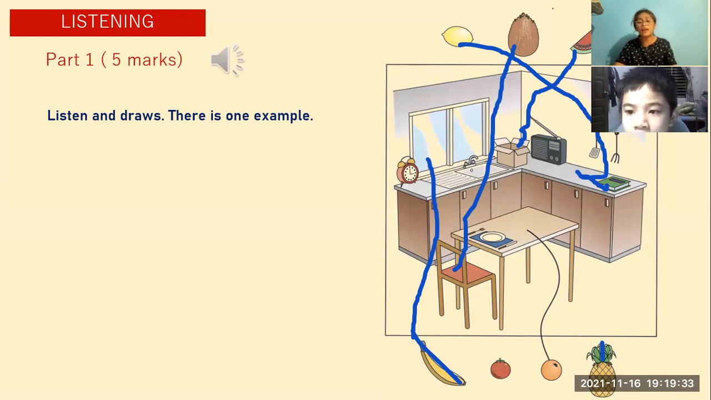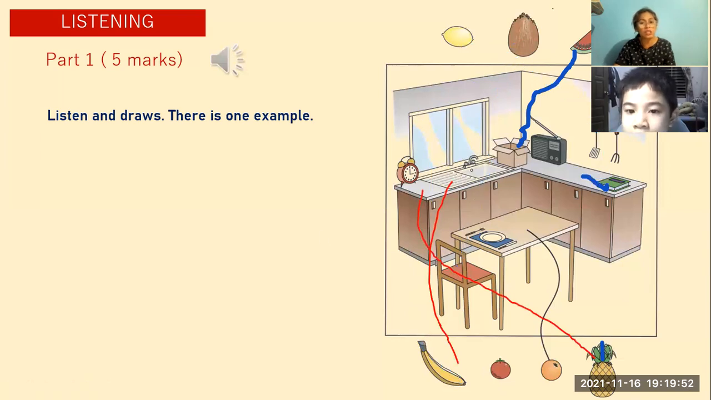Okay, let us check this one. First, listen, Tom. The banana is in front of the window. Very good. This one, very good, Tom. Next, the pineapple is next to the clock. Okay, why did you erase your answer? Next.